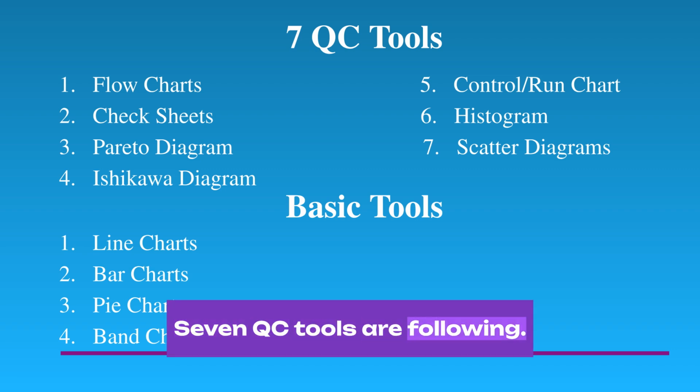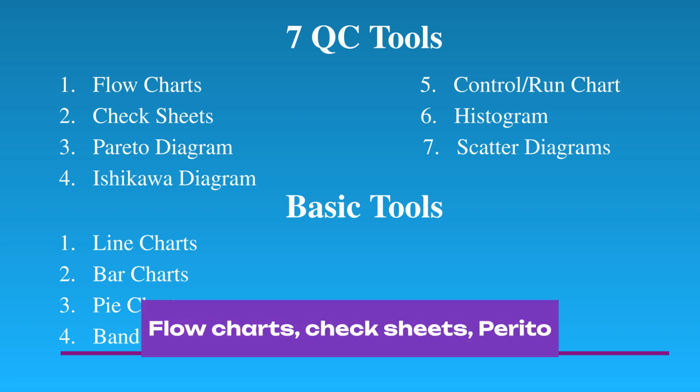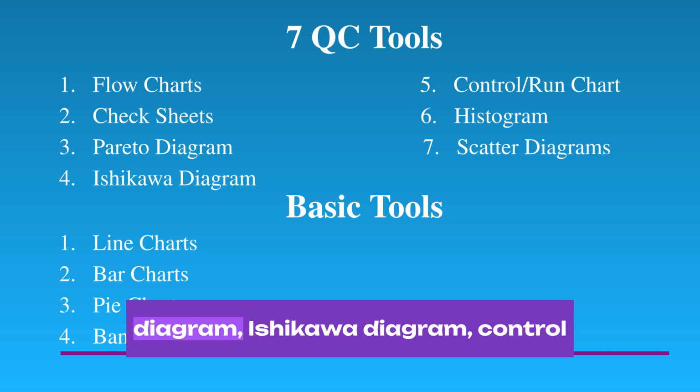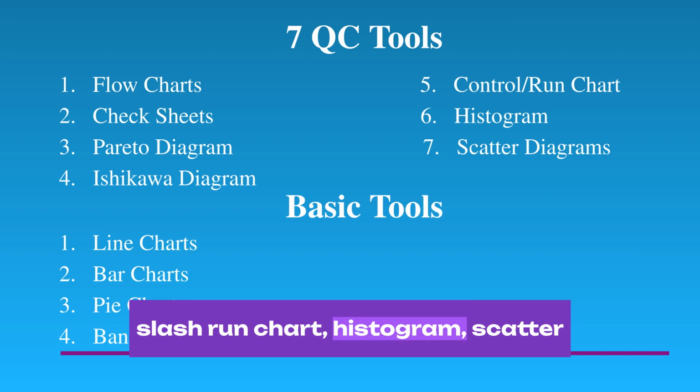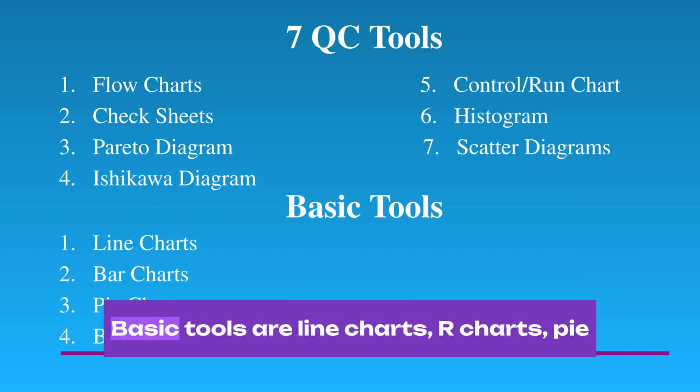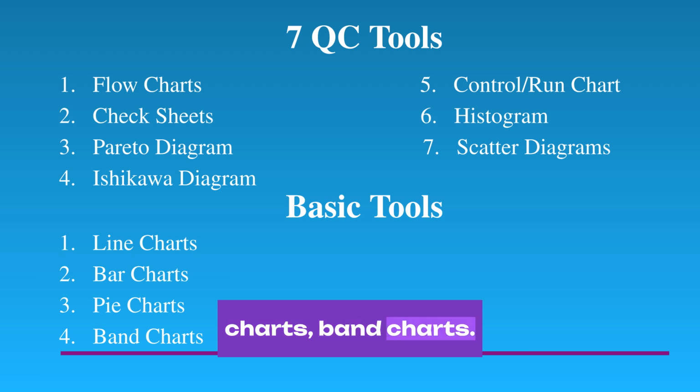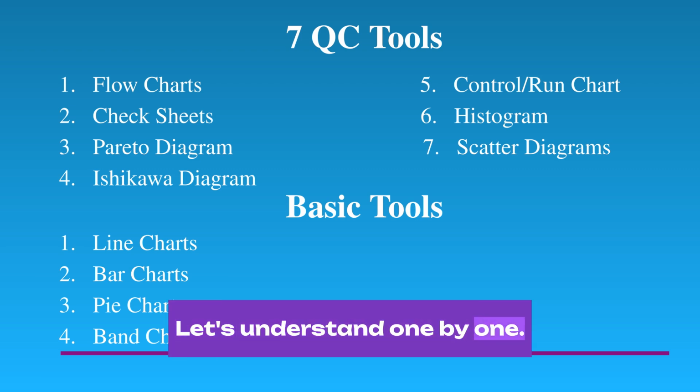The 7 QC tools are the following: flowcharts, check sheets, Pareto diagram, Ishikawa diagram, control/run chart, histogram, and scatter diagrams. Basic tools are line charts, bar charts, pie charts, and band charts. Let's understand them one by one.